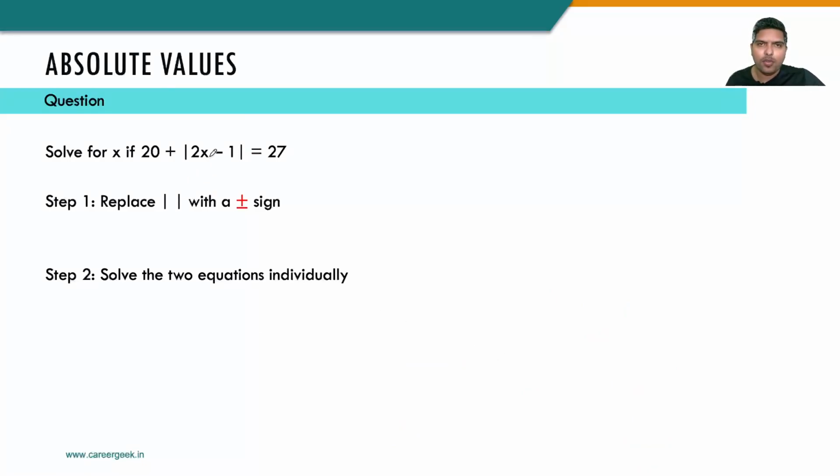Now we can solve one more question on this. So there is a constant here and a constant there. The first step is you take all the constants to one side before applying this. So 20 goes to the other side, becomes negative. So what we have in hand is mod of 2x minus 1 is 7.